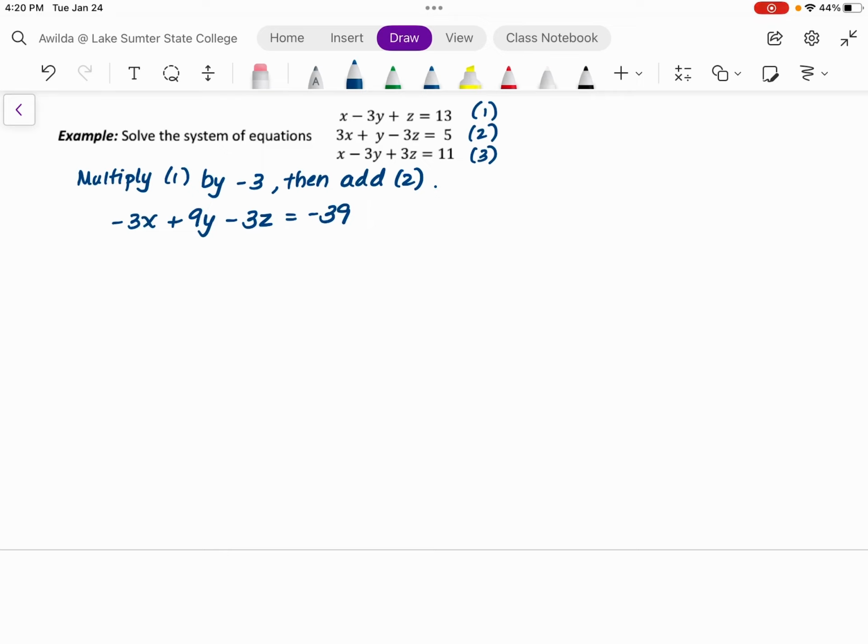Now we're going to add this to equation 2. Equation 2 we're going to write unchanged. Notice that when I add the multiple of equation 1 to the original equation 2, the x variable disappears because -3x plus 3x is 0. Let's finish adding the rest of the terms. I'm going to call this equation 4.